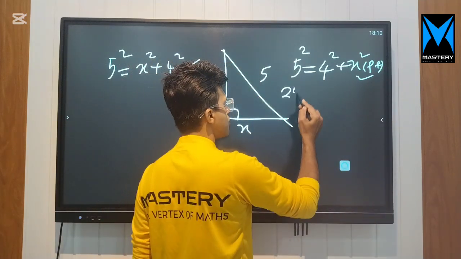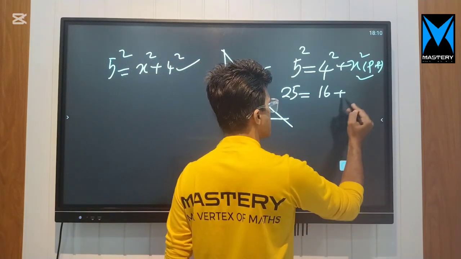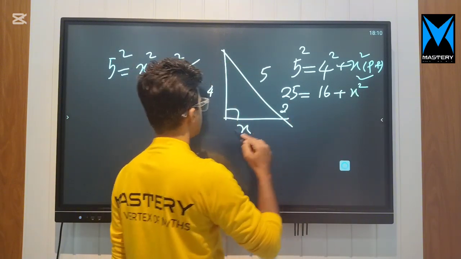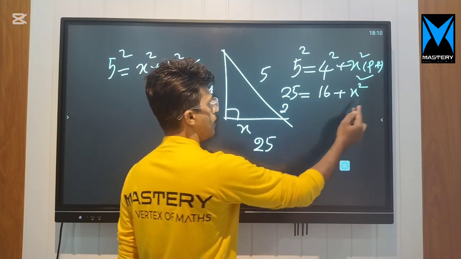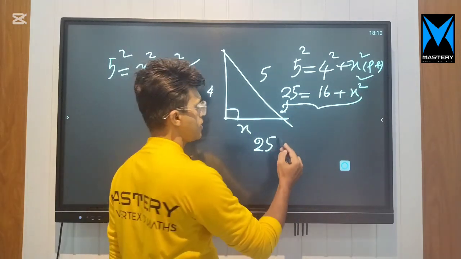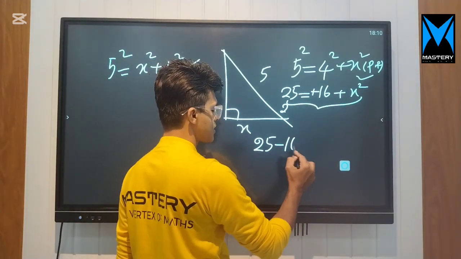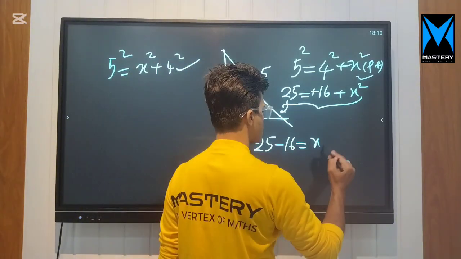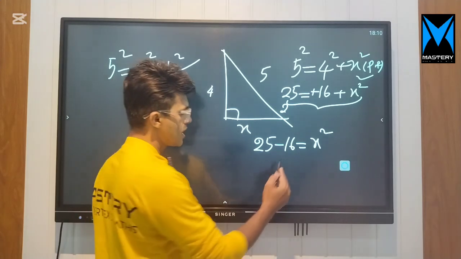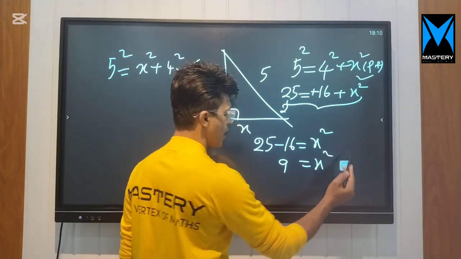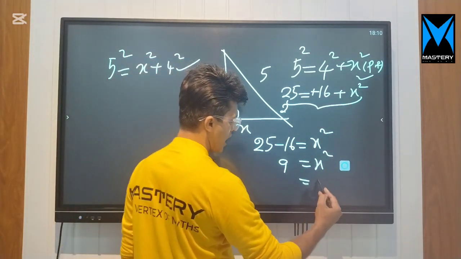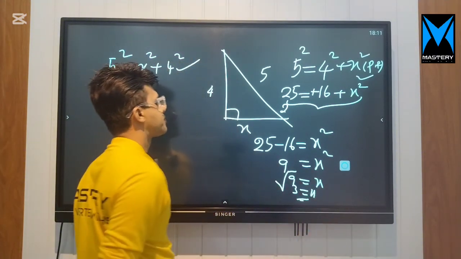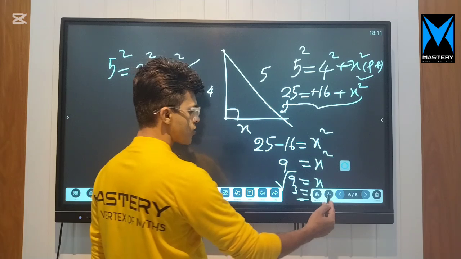So 5 square is 25, 4 square is 16, plus x square. This plus 16 becomes minus 16 when it goes to the left side. So 25 minus 16 equals x squared. 25 minus 16 is 9. So 9 equals x squared. Now we get the value of x by taking the square root of 9, that's 3. x equals 3.